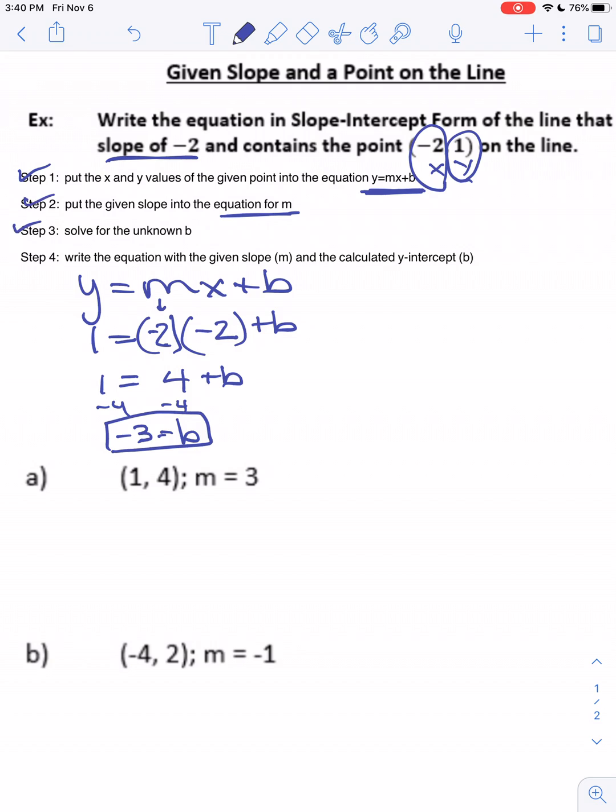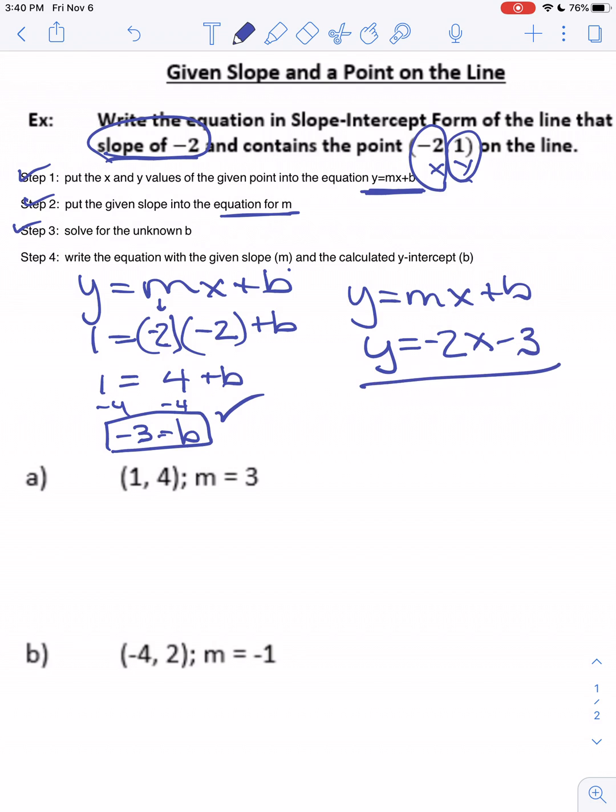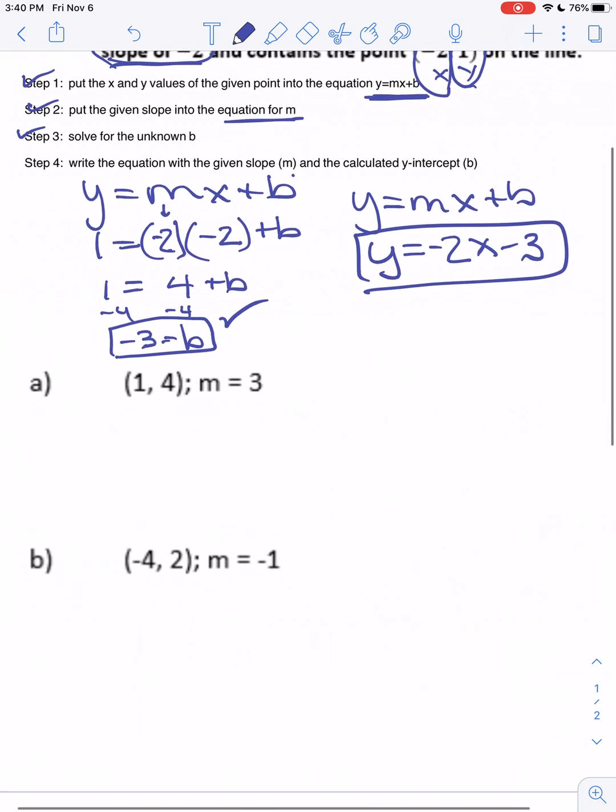We did that. And then finally, let's write the equation given the slope m, which we know is -2, and the calculated b. So I'm going to say y equals mx plus b. Remember, y and x stay variables. They're going to change as your line changes, but our slope is -2, and we calculated our b right here. It's going to be -3. Boom, there we have it. Let's practice one or two more.